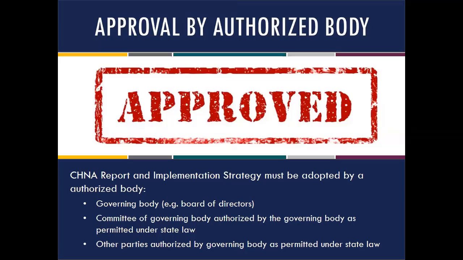It can be a committee of the governing body, as long as they've been authorized to approve this and that's permitted under your state law, or there could be other parties that were authorized by your governing body. But we are getting questions on IRS reviews wanting specific proof that reports were authorized by the board of directors or an authorized body. So what they're looking for is board minutes that show that the report was brought to the board and it was approved.